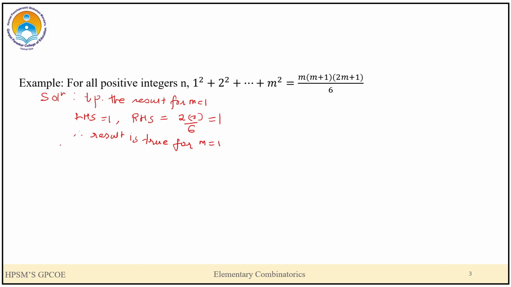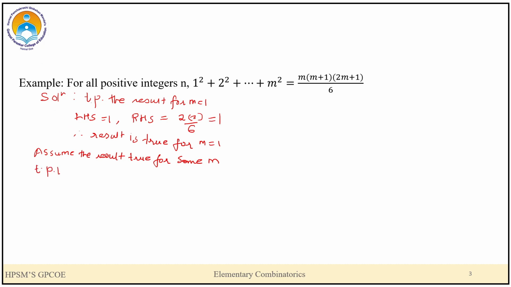Now we prove the induction step, wherein first we have to assume that the result is true for some m. Assume the result is true for some m, that is 1 square plus 2 square up to m square is nothing but m into m plus 1 into 2m plus 1 divided by 6. Next, with this assumption, we are going to prove that this result is true for m plus 1 integers.